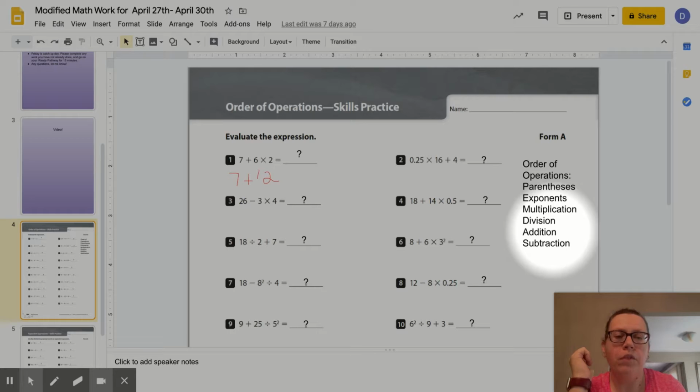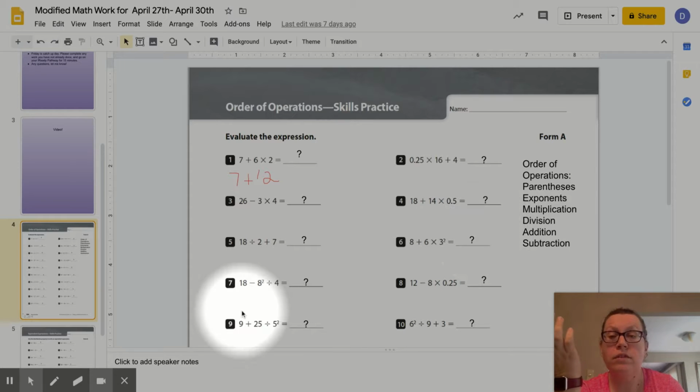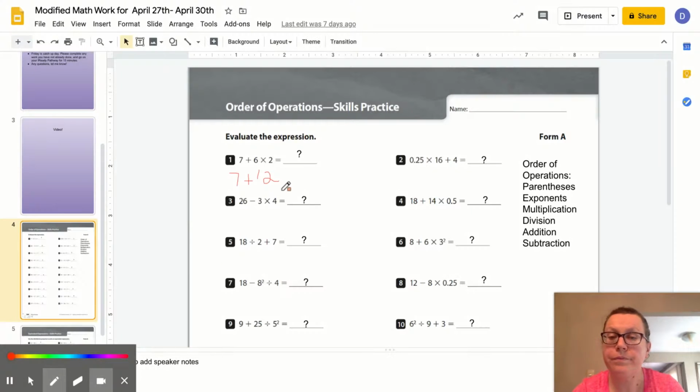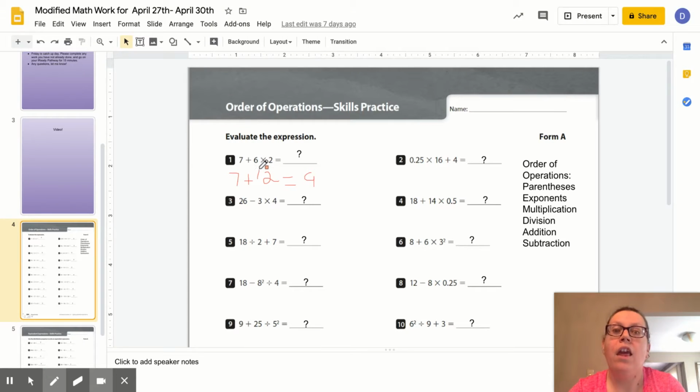So then I move down to the addition. Is there any addition? And the answer is yes, 7 plus 12. And 7 plus 12, 7 plus 2 is 9. And then we bring down our 1. And the answer is going to be 19.